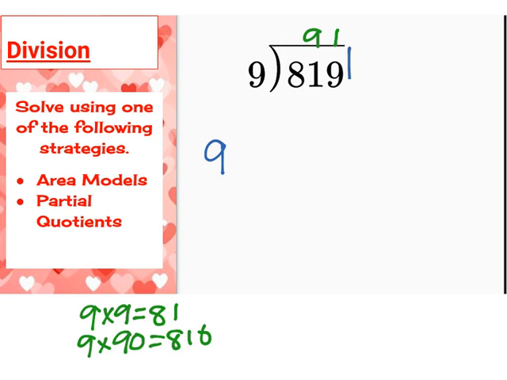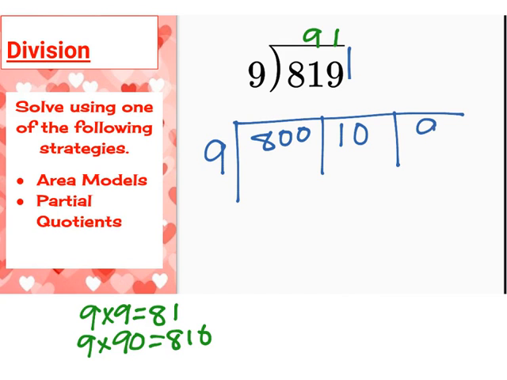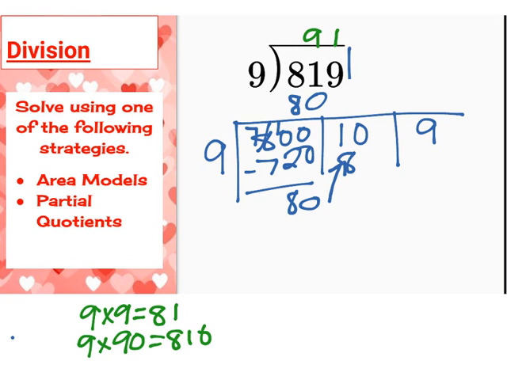All right, so we have 9. We have 800, 10, and 9. Okay, I can't use that 9 times 9 because it goes over 800. So maybe I'll do 9 times 8, which is 72. So 9 times 80 would be 720. I'm going to subtract, and I'm left with 80. I need to bring that 80 over and add it to my 10, and I now have 90.